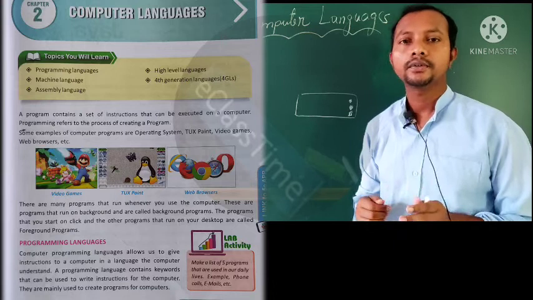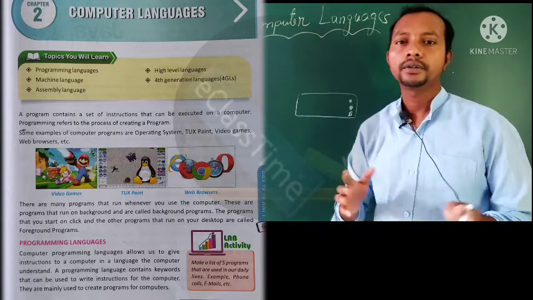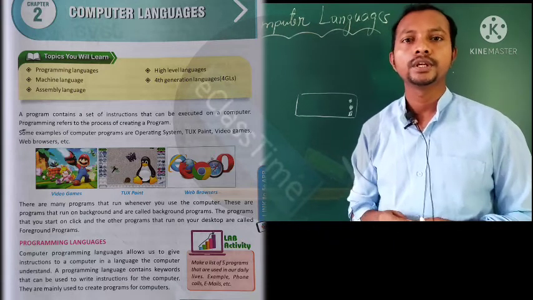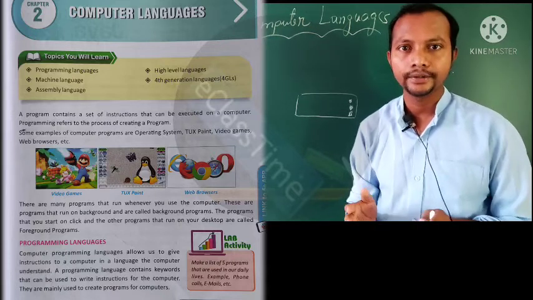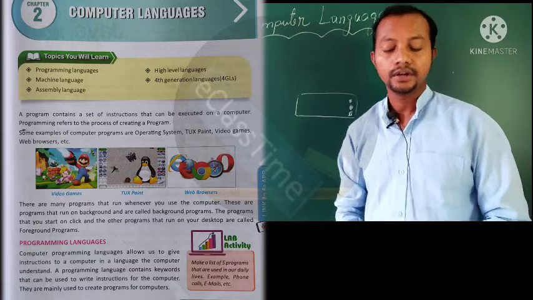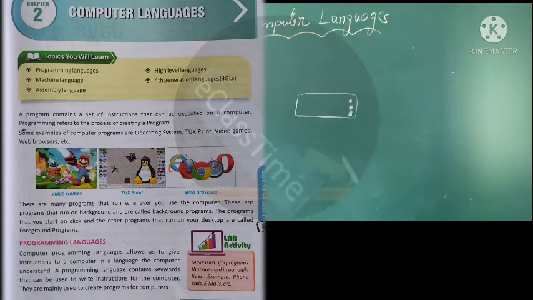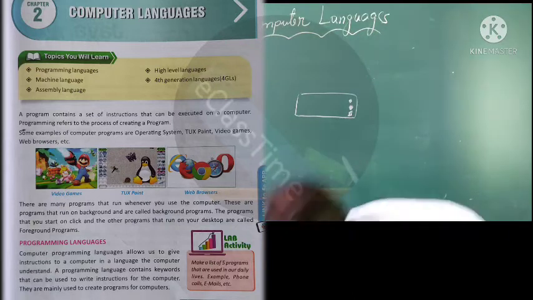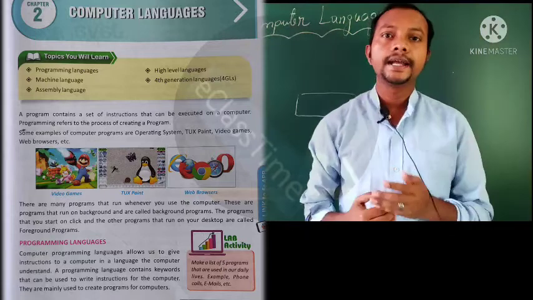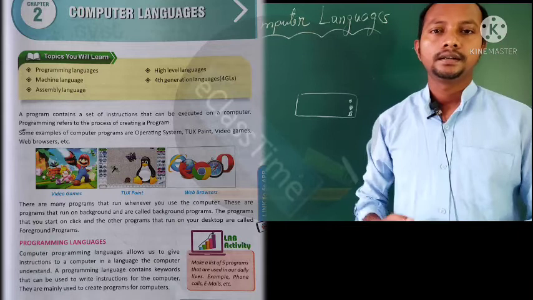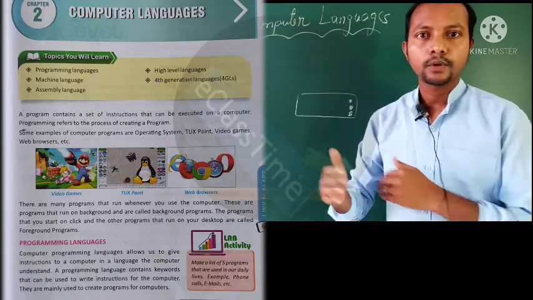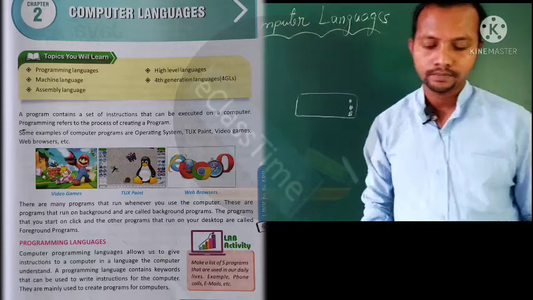Mobile and computer are given some rules, and these rules are known as a set of instructions. Instruction means guideline, and this guideline is known as a program. Making these guidelines, making these rules, is itself known as programming. When it is making, it is known as programming.